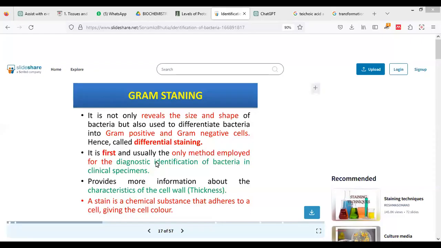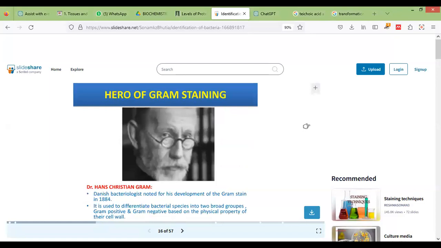For just a few minutes, we'll go through gram staining, then we'll start on staphylococcus. So gram staining, we know it classifies bacteria into two, gram positive and gram negative, and it's the most commonly used test for identification.